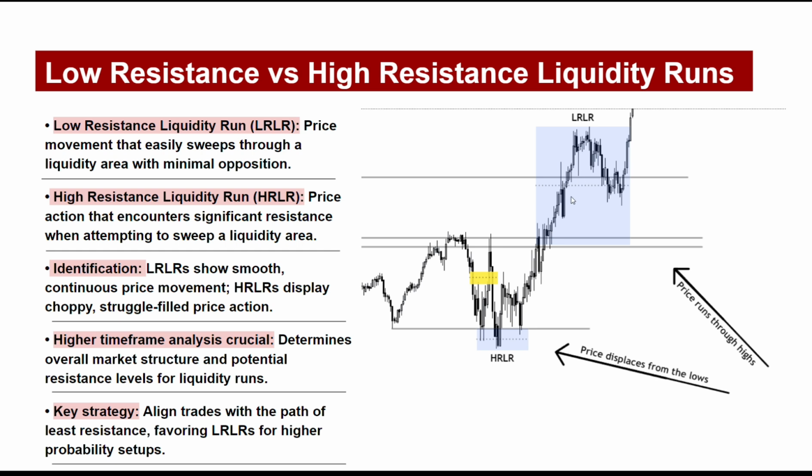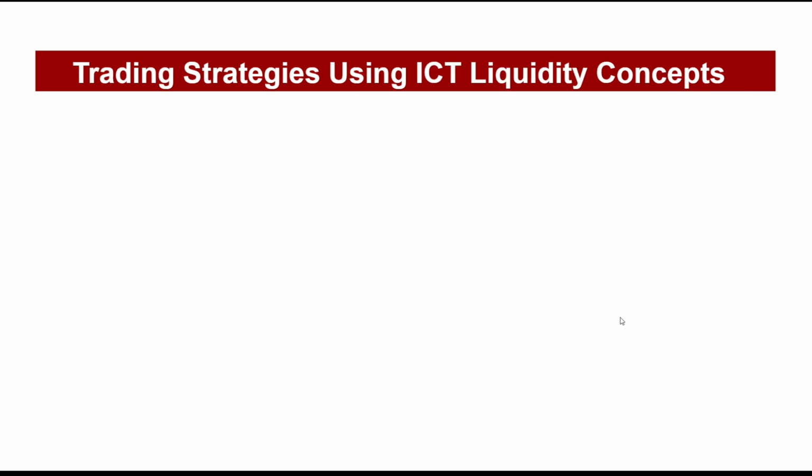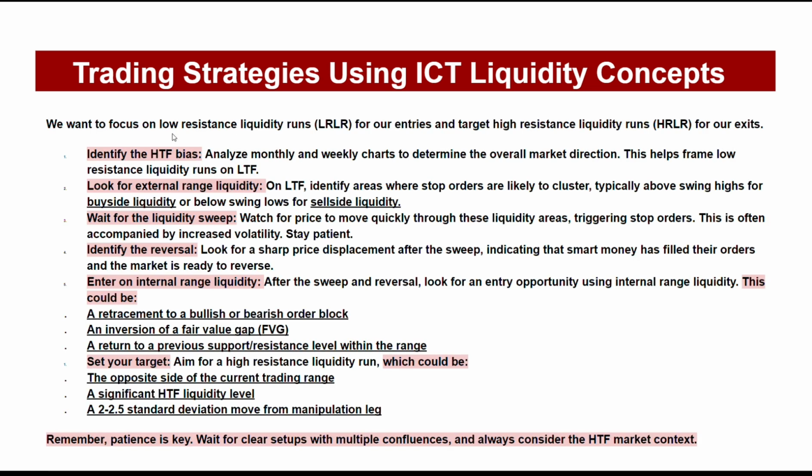So we're not looking for a setup within the actual low resistance liquidity run. We're looking for the high resistance liquidity run favoring the low resistance. So this is the low resistance. We're targeting that and we're entering in the high resistance. So now we're going to the actual strategies that we can use with the ICT liquidity concepts. So we want to focus on HRLR for our entries and target LRLR for our exits.